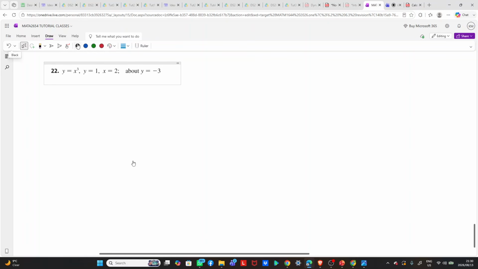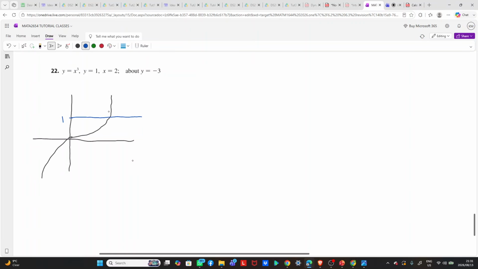Okay, so we need to sketch y equals to x to the power 3. So you can say it's a function that goes like that, more or less something like that. Then the line y equals to 1, say 1 is somewhere here. Maybe let me put it there. The line x equals to 2.